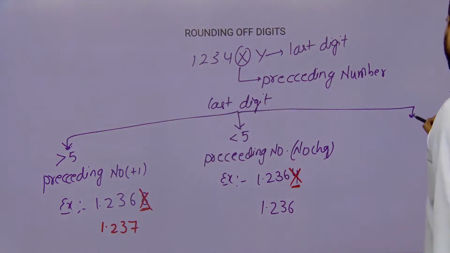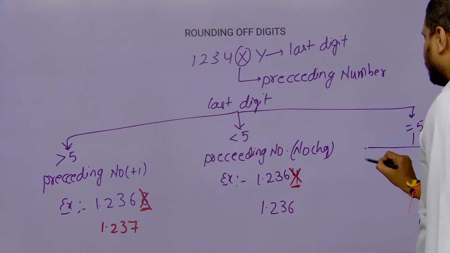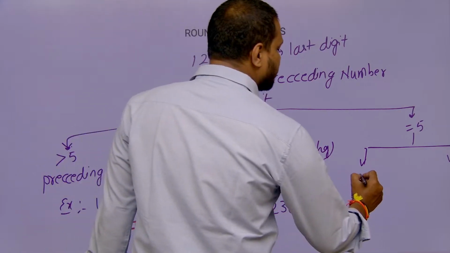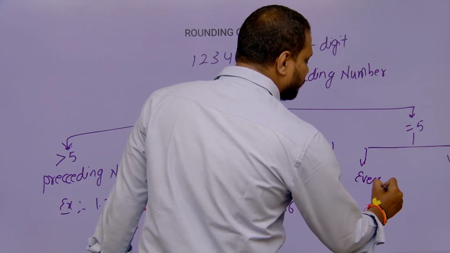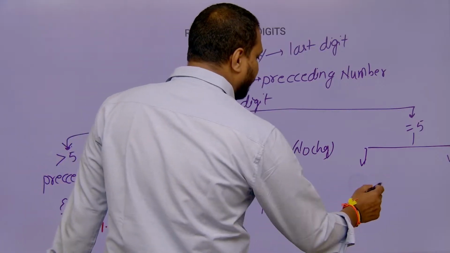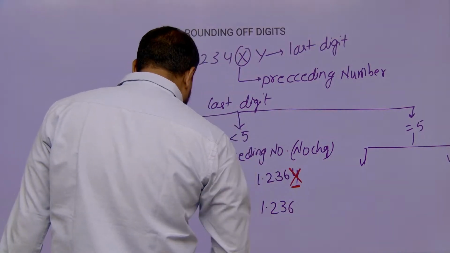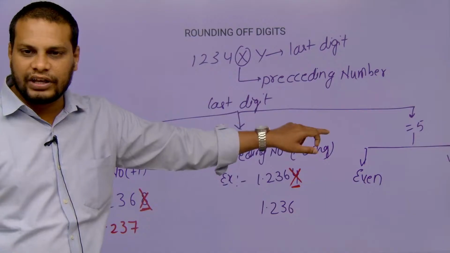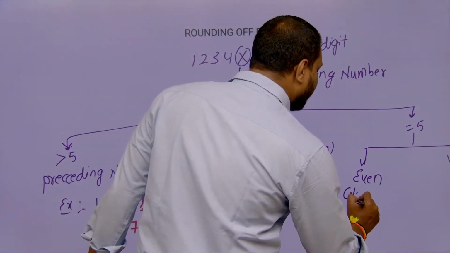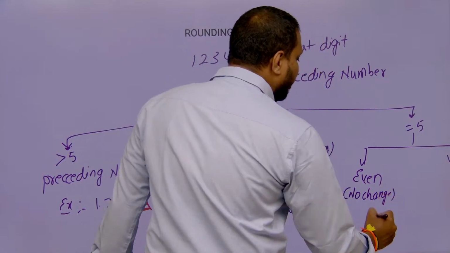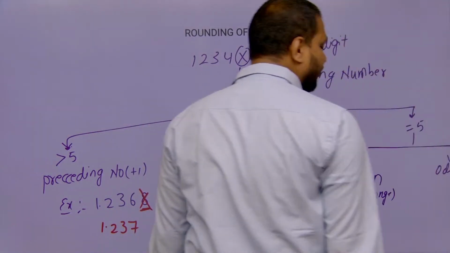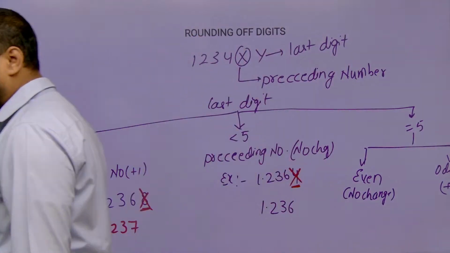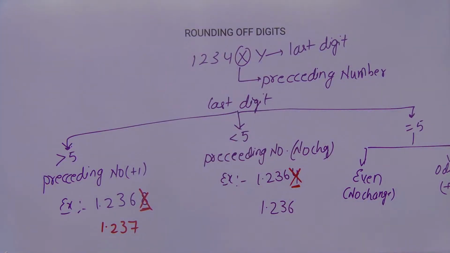Then if the last digit is equal to 5, we get two different conditions, right? The two conditions are: if the preceding number is even, there is no change in the preceding number. And if the preceding number is odd, we have to add plus 1 to the preceding number.